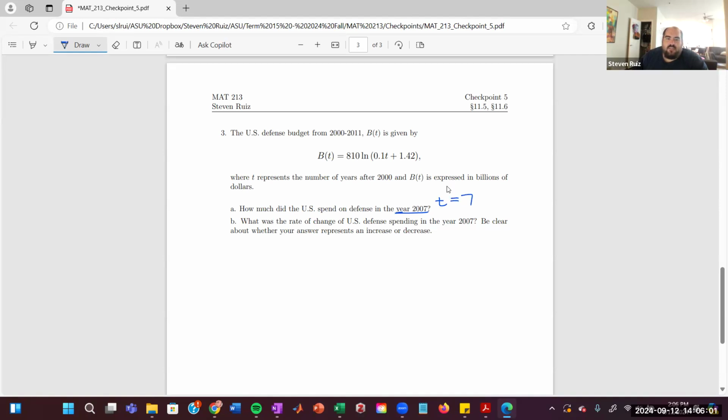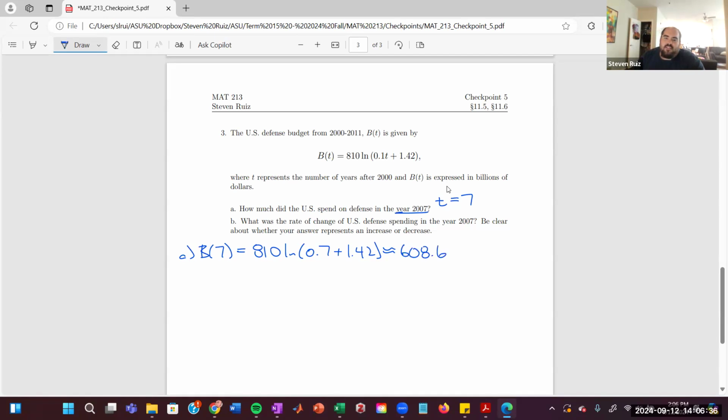But what function are we going to use here? I want to know how much they're spending on defense, which is exactly what B tells me. So for part A, I am going to evaluate function B for T equals 7. So 810 times the natural log of 0.7 plus 1.42. And this will give us a value of 608.6.